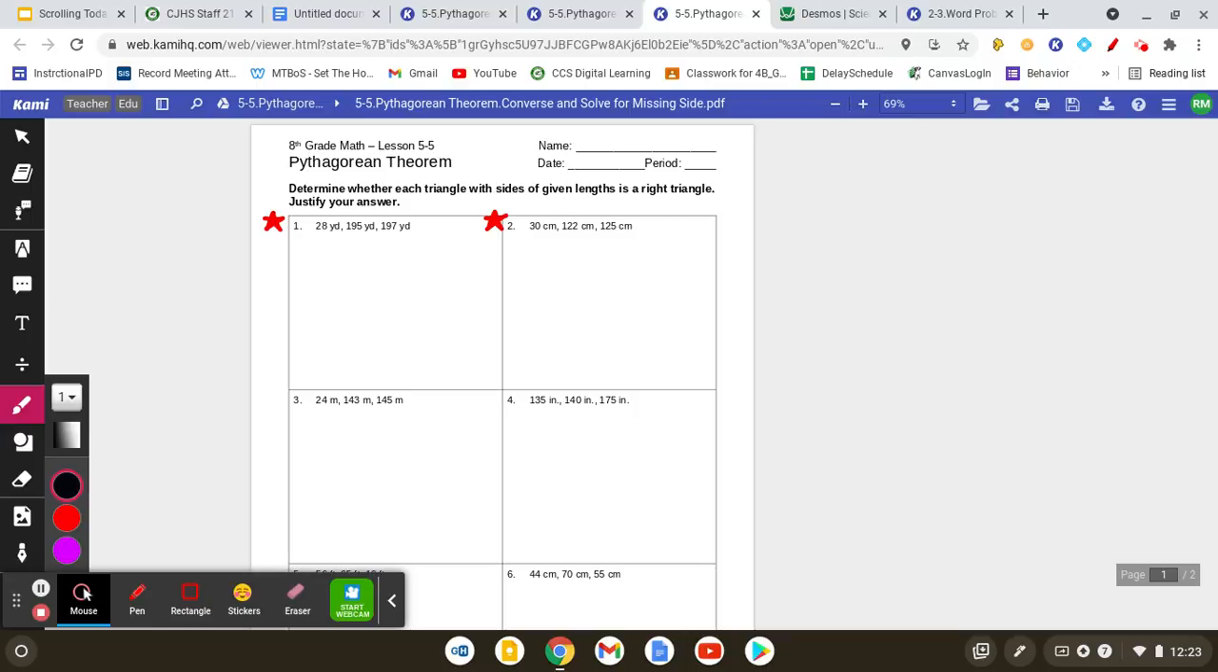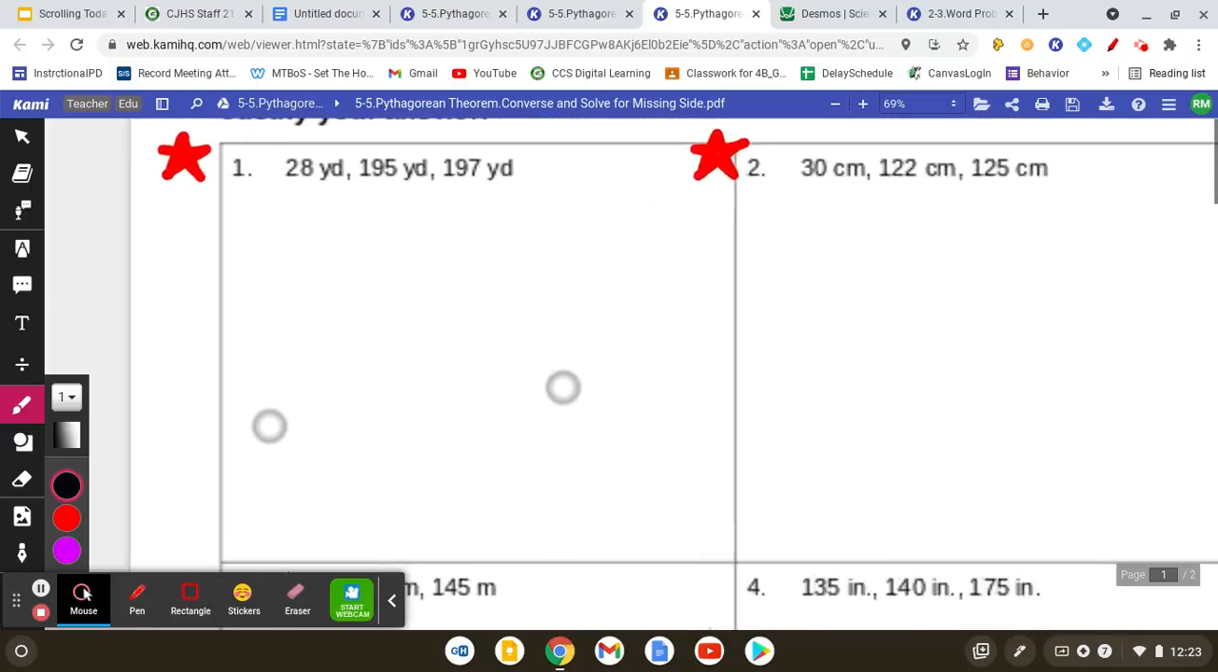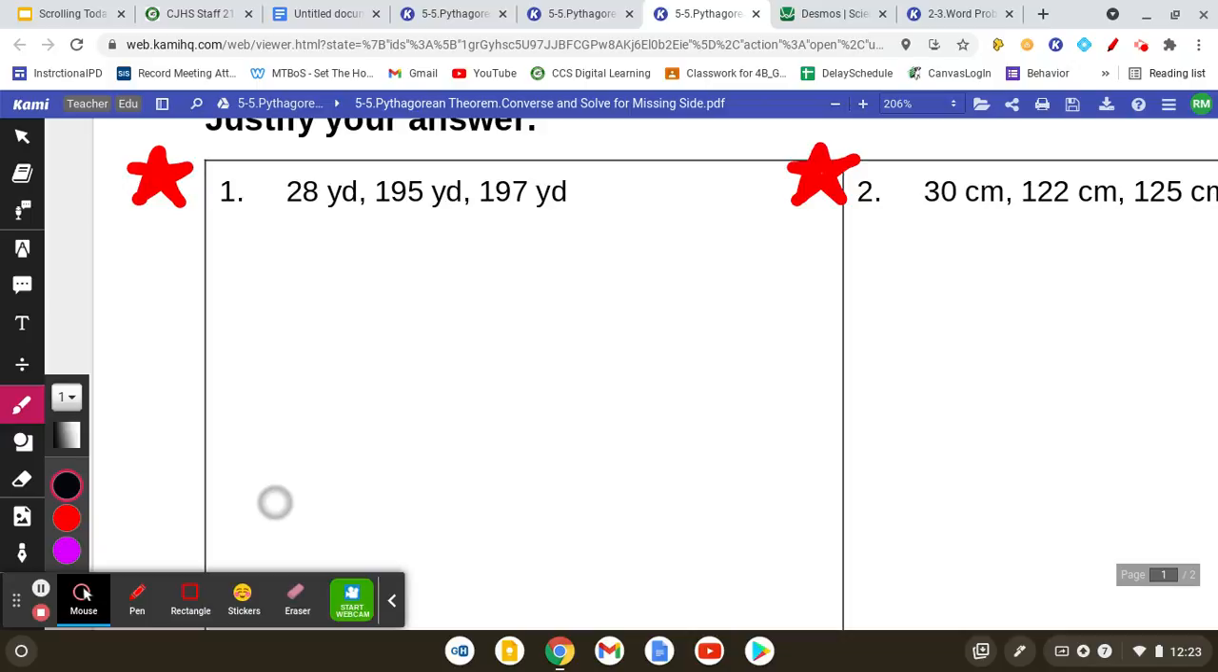So this whole front side, we need to determine whether each triangle with sides of given lengths is a right triangle. So for number 1, we are given 3 side lengths, 28, 195, and 197. And we need to figure out whether or not it's a right triangle. First thing I would like you to do is go ahead and label A, B, and C because we're going to use a squared plus b squared equals c squared. Now, when we're looking at these 3, remember the C has to be the longest length. So when I'm looking at these 3 numbers, this has to be my C because it's the longest one, okay?